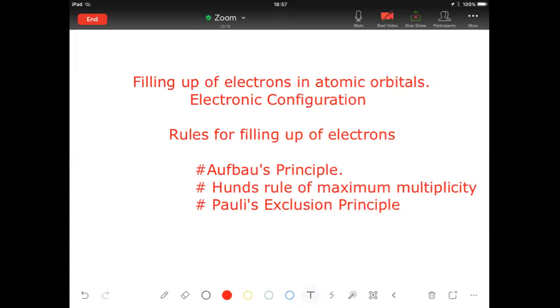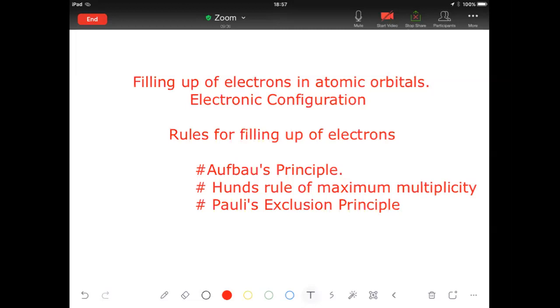Now you know that each atomic orbital can take up a maximum of 2 electrons, right? That is how I showed you in the last class how the S subshell can take just 2 electrons. The second shell is made up of S and P, and P has 3 orbitals, Px, Py, Pz. Each of these can take 2 electrons, so a total of 8 electrons are there in the second shell.